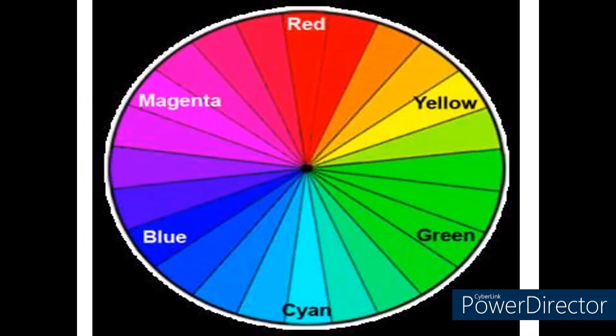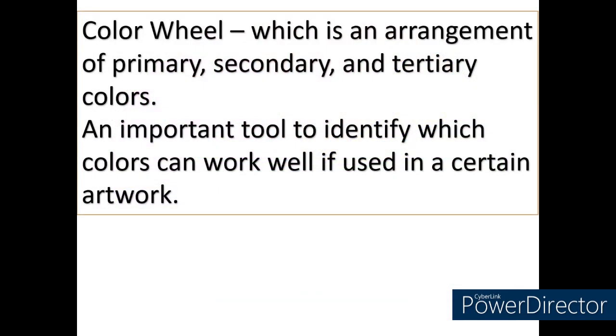This is now an example of the color wheel. We have the primary color and the secondary color. A color wheel is an arrangement of primary, secondary, and tertiary colors. It is an important tool to identify which colors can work well if used in a certain artwork.